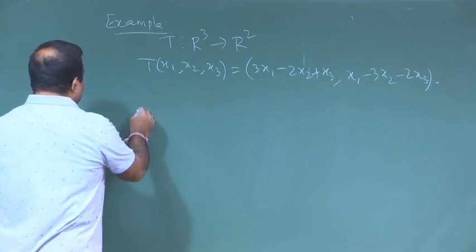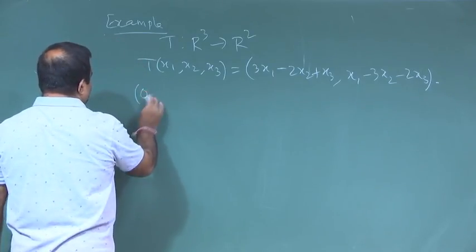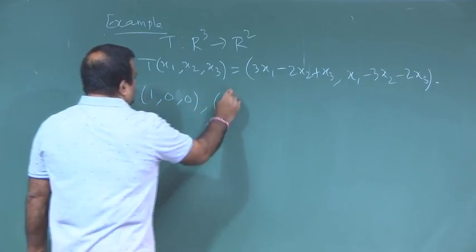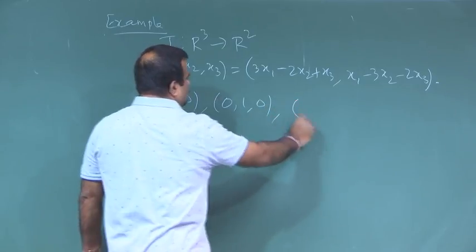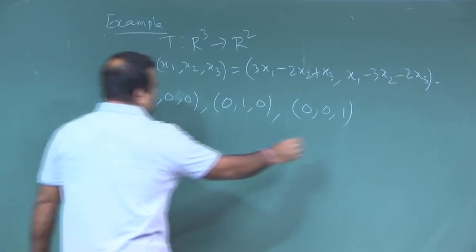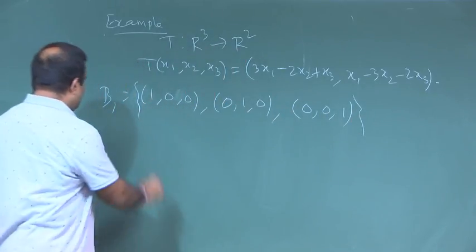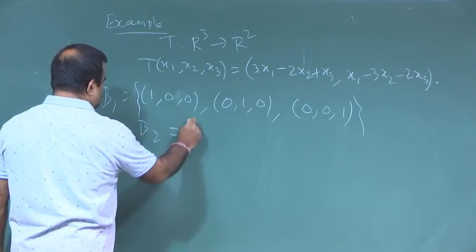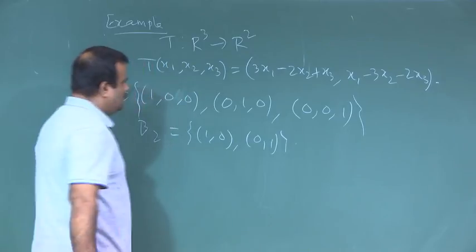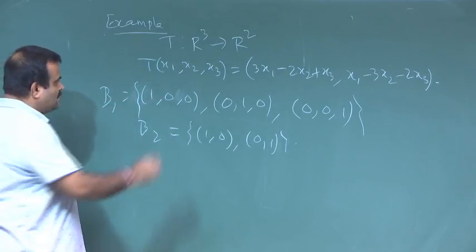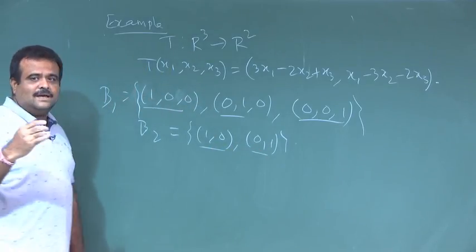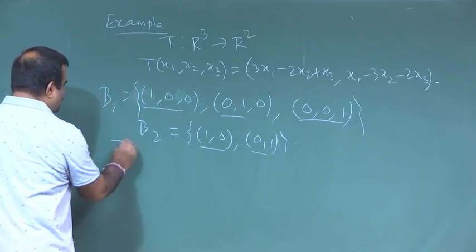Okay. So, for that we take a basis from R 3, say the standard basis 1 0 0, 0 1 0, 0 0 1. This is our B 1. We take the standard basis of R 3, and then we take the standard basis of R 2 also, 1 0, 0 1. Okay. Now, to form that matrix, this is our alpha 1, alpha 2, alpha 3, and this is our beta 1, beta 2.